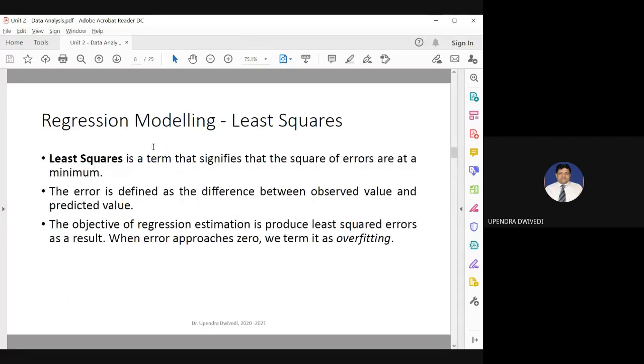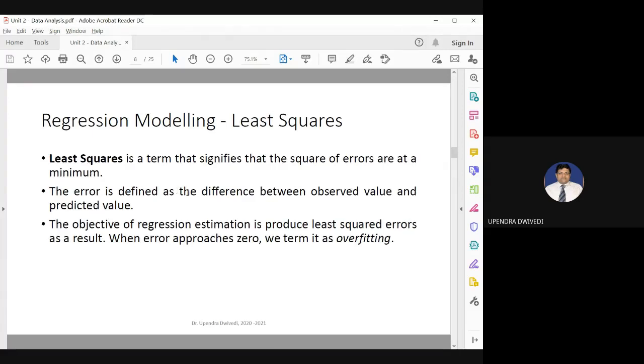No. So least square is a term that signifies that the square of error is at a minimum. So when you are having any type of error, you will take the square of error and try to minimize that error as much as possible. So that is the concept of least square.